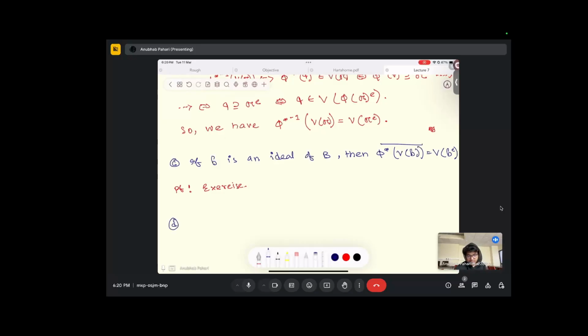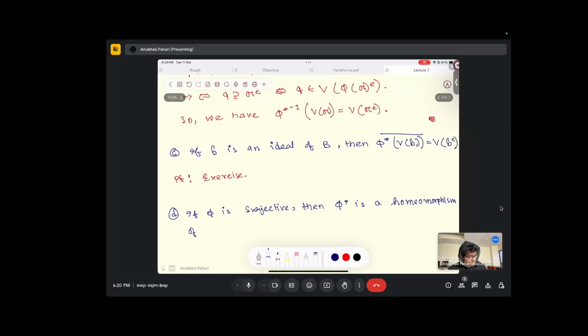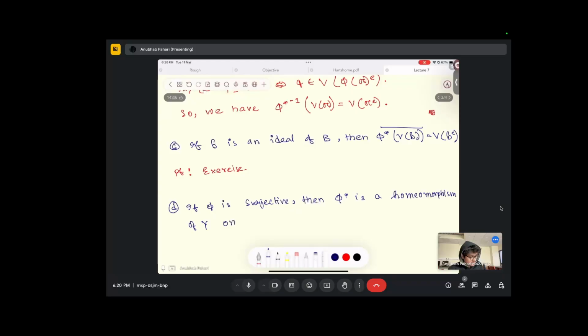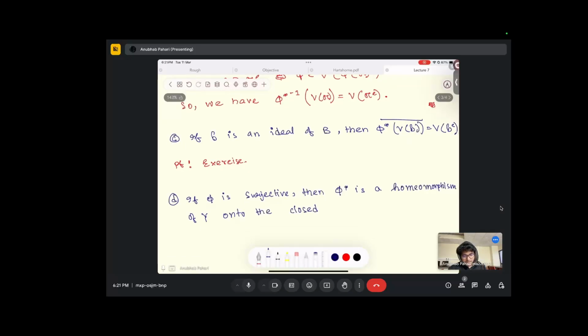Okay, so we'll be doing the next problem, that is, if phi is surjective, then phi star is a homeomorphism of Y onto the closed subset V of ker phi of X.